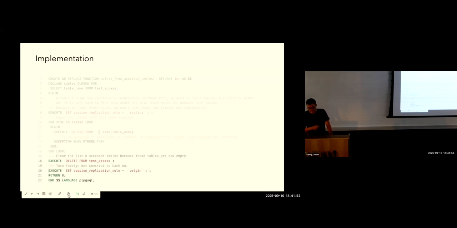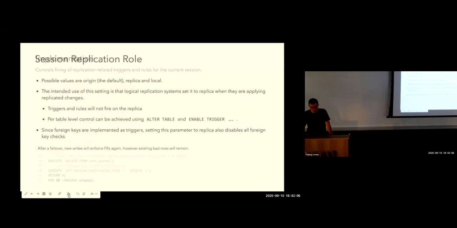Then we execute this function to clean up the recorded values. We don't need them. We just set the replication role to be origin. I think it doesn't matter because it's inside the function and it's a separate connection, but just to make sure I put it there. So why session replication role? There are three possible values. The default one should be origin, and replica and local. I didn't find a use case for local, but I'll explain the details of origin and replica.